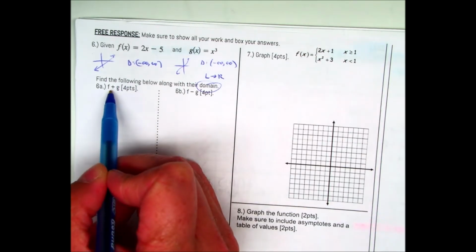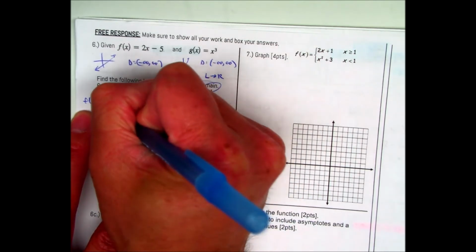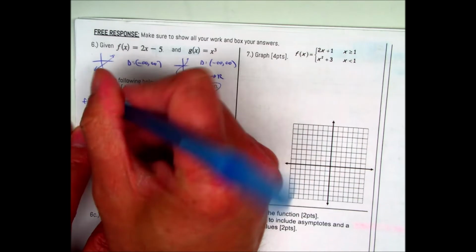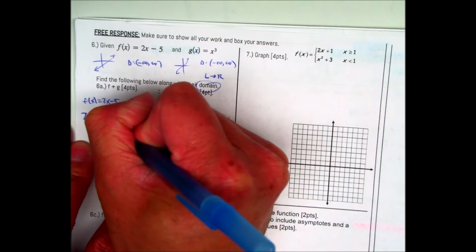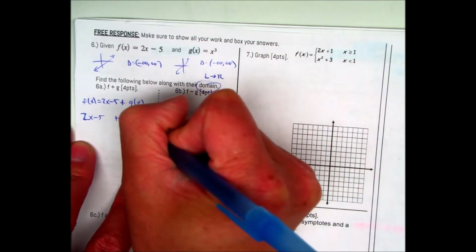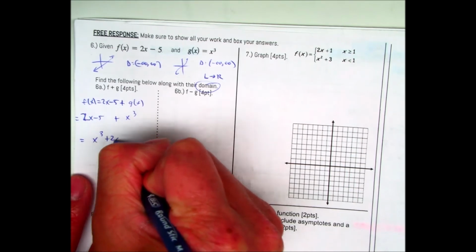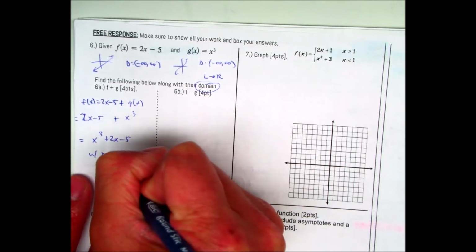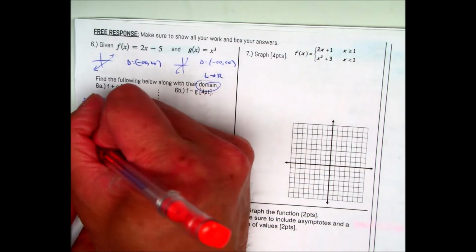Question number 1 says function of f plus a function of g. So f of x equals 2x minus 5, and you're going to basically add 2x minus 5 plus the function of g, so this would be x to the third. You'll notice that there are no like terms here, so I can just put that in descending order: x to the third plus 2x minus 5 with a domain from negative infinity to positive infinity. And this will be our answer.